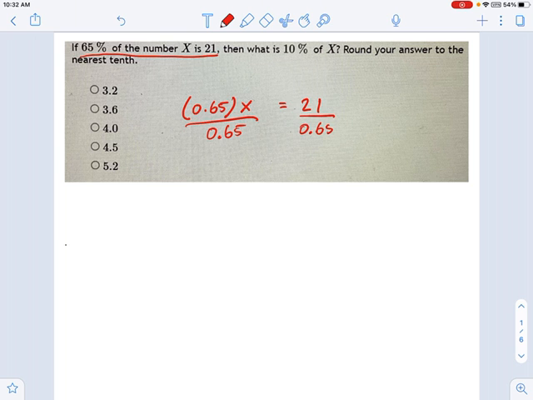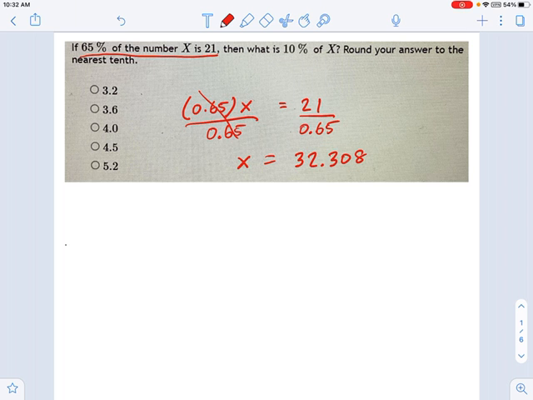Calculator's going to come in handy here. So those cross out and we get the following. x equals 21 divided by 0.65. Great. x equals 32.308 and so on.